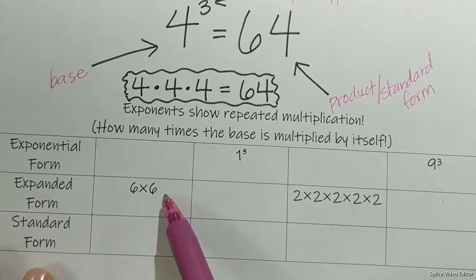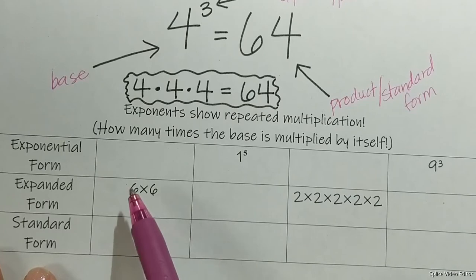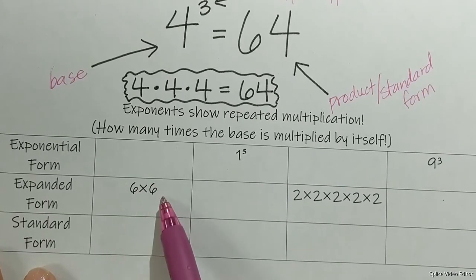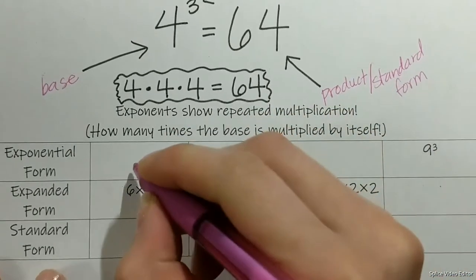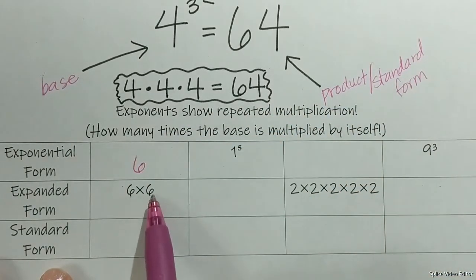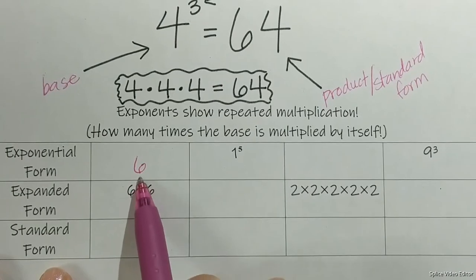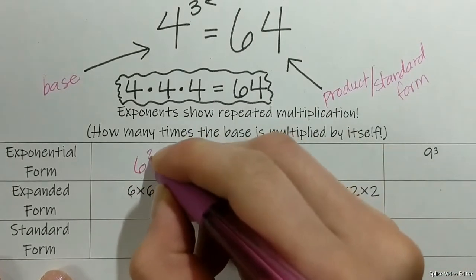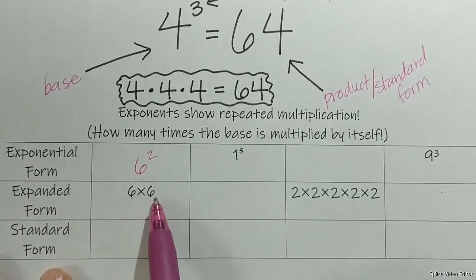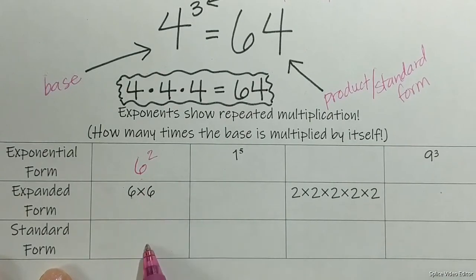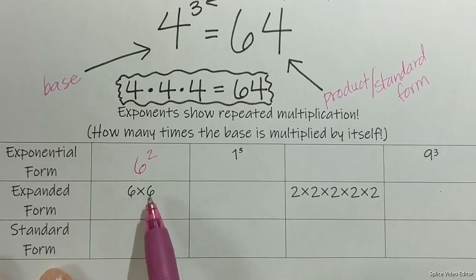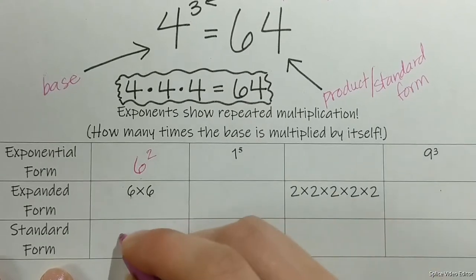So here we have the expanded form, and we see that 6 is being multiplied by itself. So we have 2 6's here, so our base is going to be 6, which is right here. So our base is 6, and then our exponent or power is 2, since we see that number twice. So our exponent is 2, and then in standard form we're going to solve the problem. So 6 times 6 is just 36.